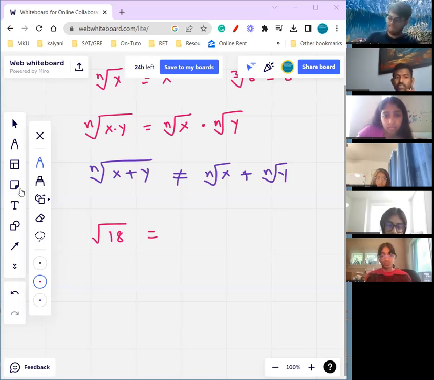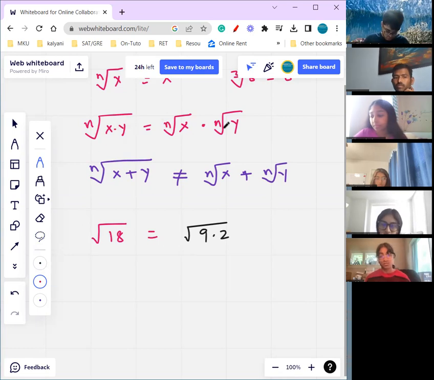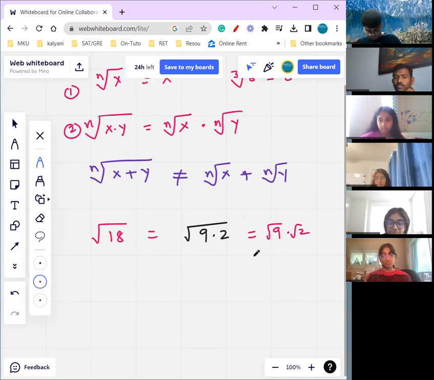Okay. So anytime you have a radical 18, I can write it since 18 is not a perfect square, we can break it down to 9 times 2. According to rule number 2, I can split the radical inside so that I get radical 9 times radical 2, which is 3 radical 2.